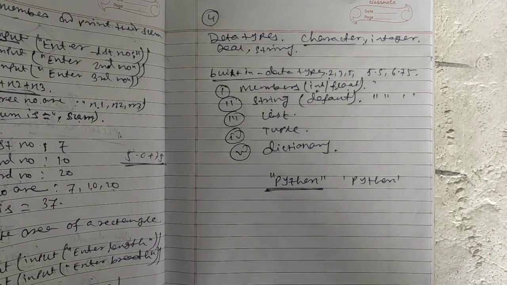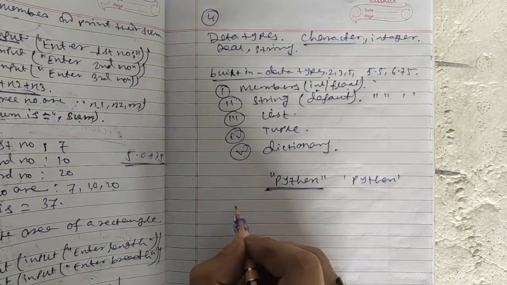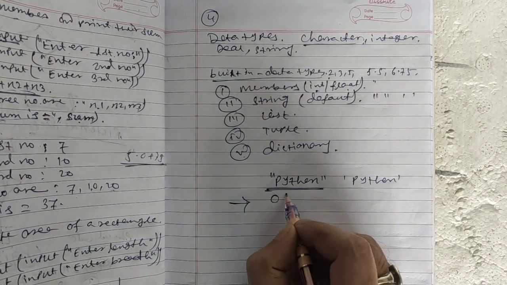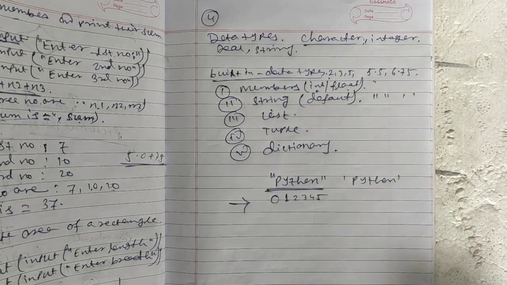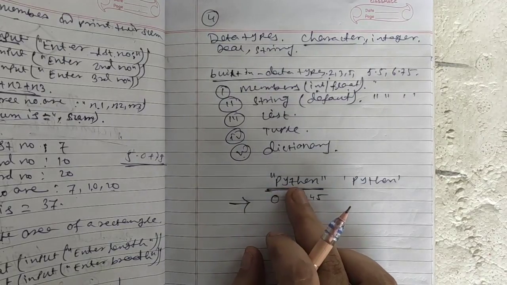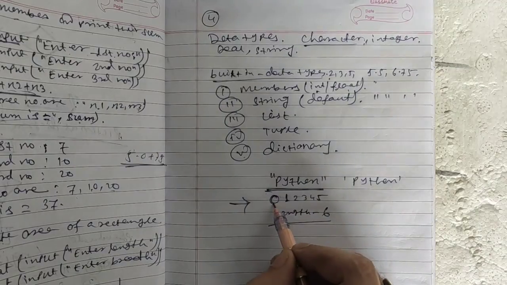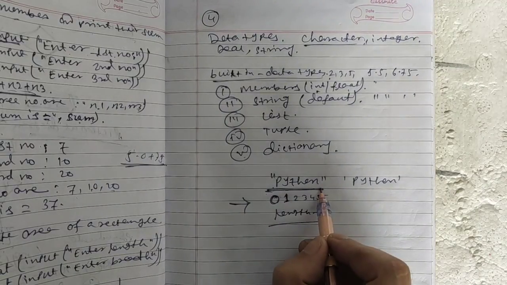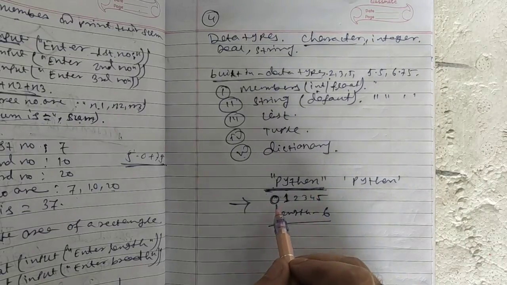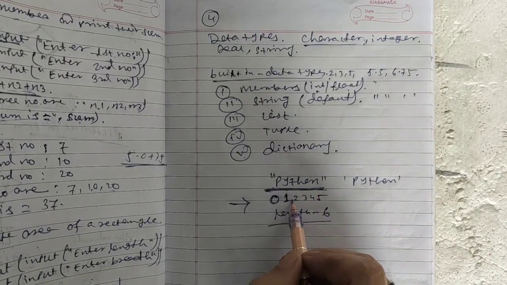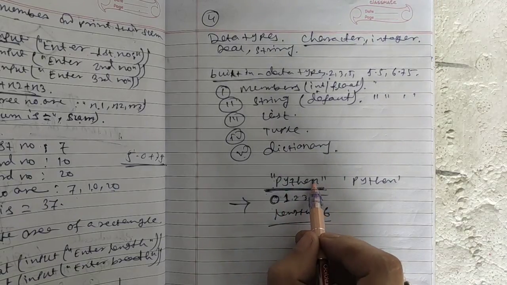Now if we count the index, there are two kinds of indexes, one positive, one negative. If we count starting from here, it's 0, 1, 2, 3, 4, 5. So what is the length? The length of the string is 6. Index always starts with 0. Always remember, when we count the index of a string, it always starts with 0. So 0 for P, 1 for Y, 2 for T, 3 for H, 4 for O, 5 for N.